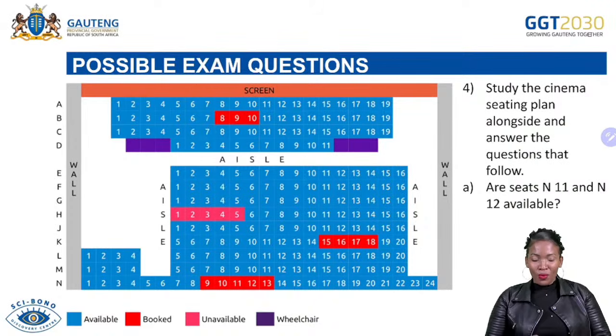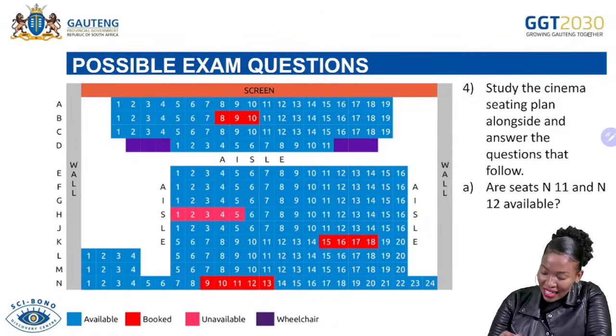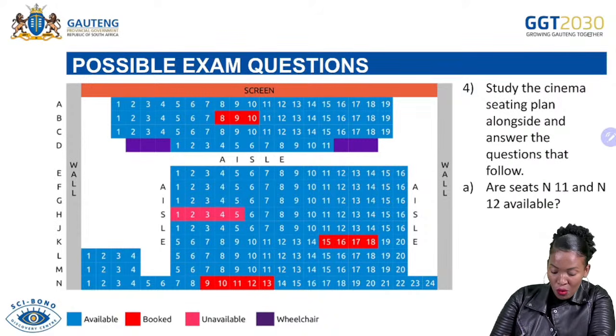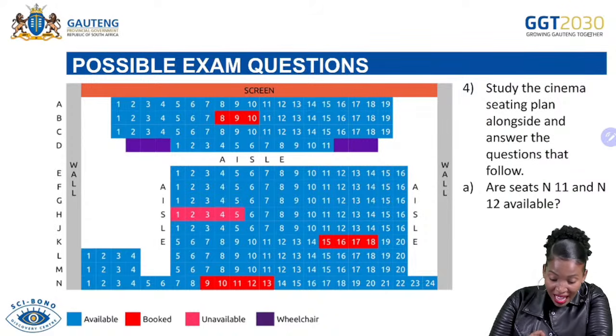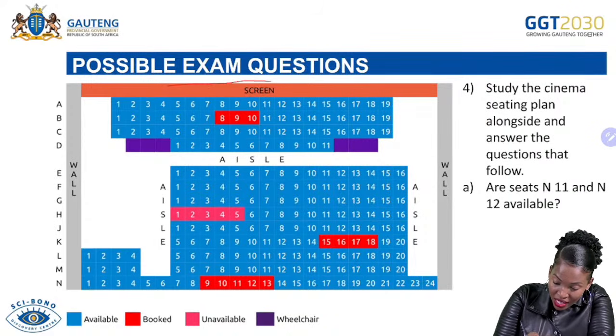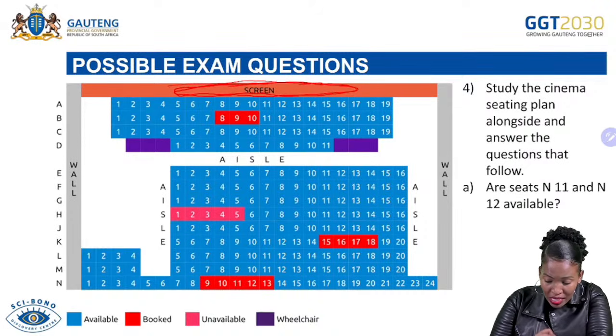We have a different one here. Study the cinema seating plan alongside and answer the questions that follow. So this one is an example of a cinema seating plan, guys. And then we've got the screen here. Remember in a cinema, that is where we watch movies. So since this is the screen, it means this is the front part of the cinema.